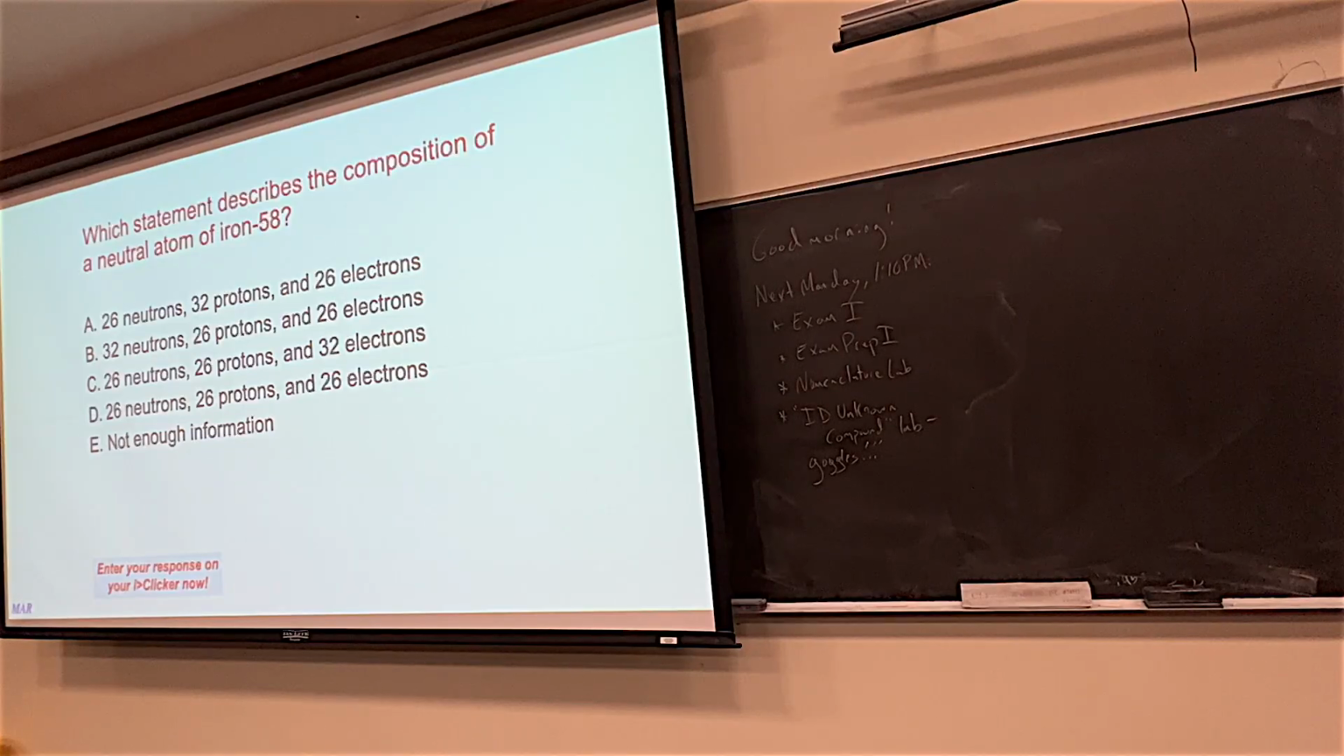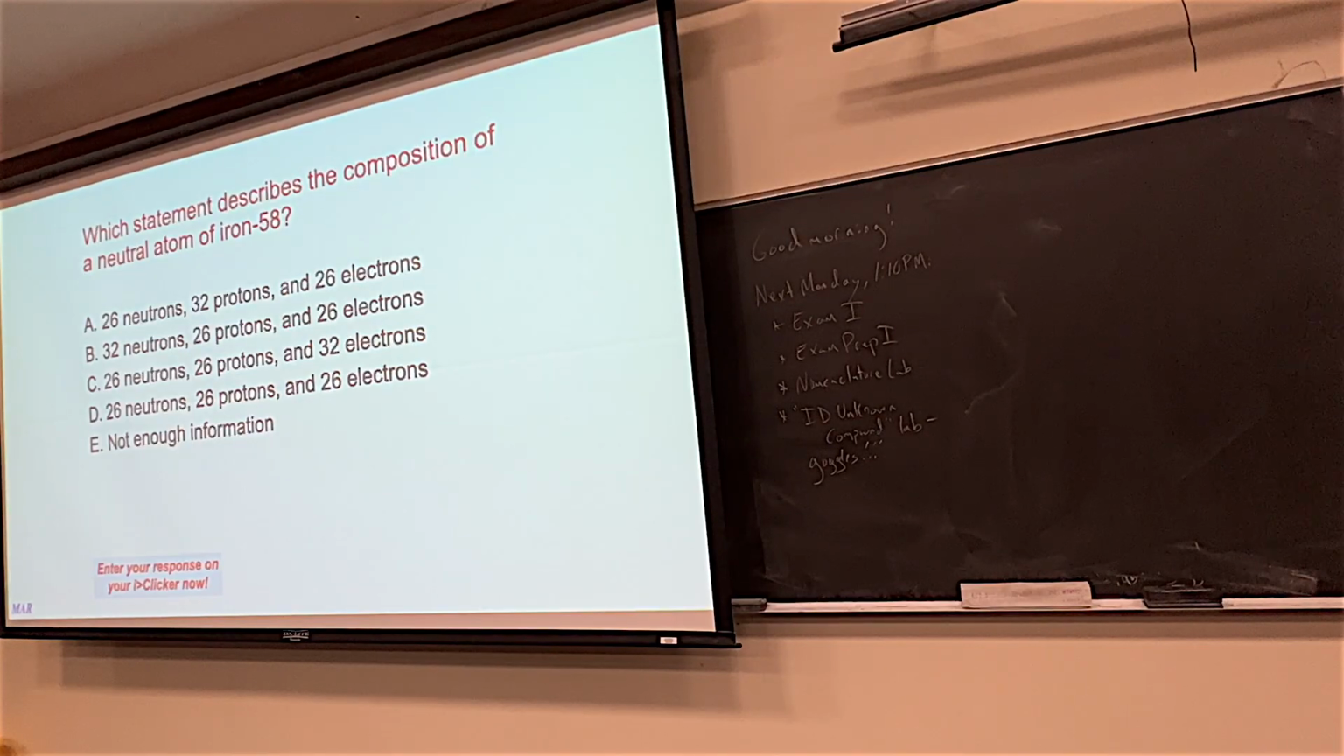Why you need that symbol today is because this number, the atomic number, represents the number of protons. So in this problem, the number of protons must be 26. The atomic number, the whole number listed on the periodic table, is always equal to the protons. And since this is a neutral atom, how many electrons will it have? 26, that's right, same number. So this thing is going to have 26 protons and 26 electrons. So it's either going to be answer D or it's going to be answer B.